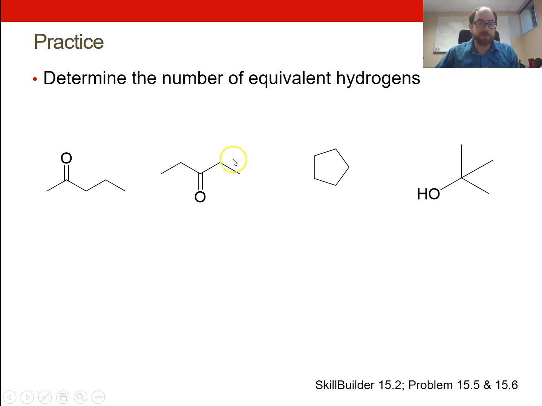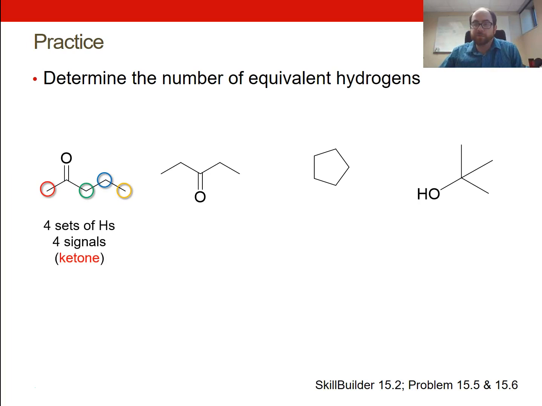Okay, so let's walk through these particular examples. This ketone here, again, has no plane of symmetry. So we'll identify all of the carbons that contain hydrogens. There's 1, 2, 3, and 4. All 4 of those signals will be different. So we have 4 sets of hydrogens and therefore 4 signals in our proton NMR spectrum.